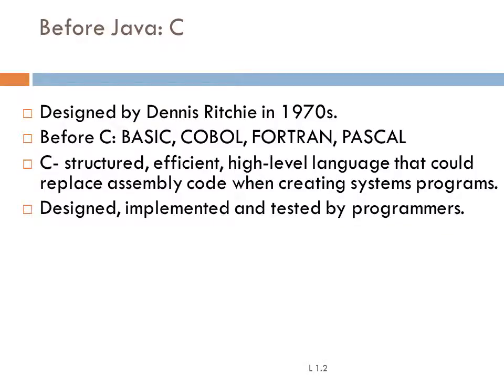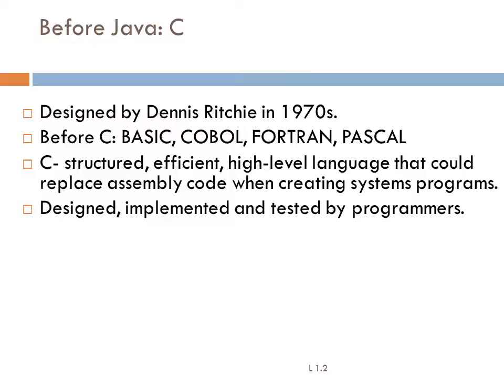First we will see about the C language. C was developed by Dennis Ritchie in the year 1970. Before C there were many programming languages: BASIC, COBOL, Fortran, Pascal. But these languages were not structured and they created some problems. So C is a well structured, highly efficient, high level programming language that replaced assembly language programming concepts.